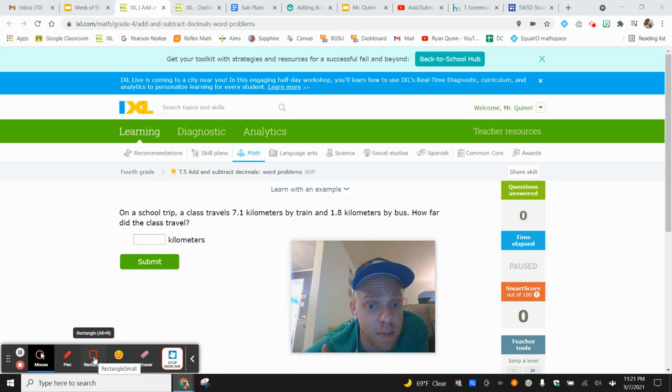They're going on a trip. We have two different distances. What do you think? Are we going to be adding those two numbers together, or are we going to be subtracting those two numbers? I'll give you a couple seconds to think about it.